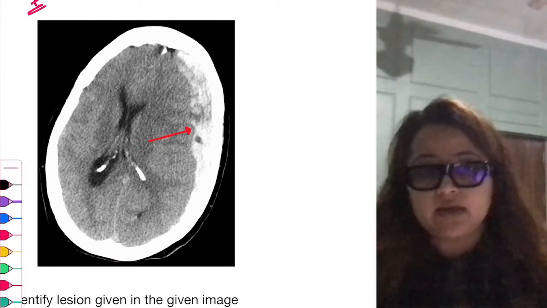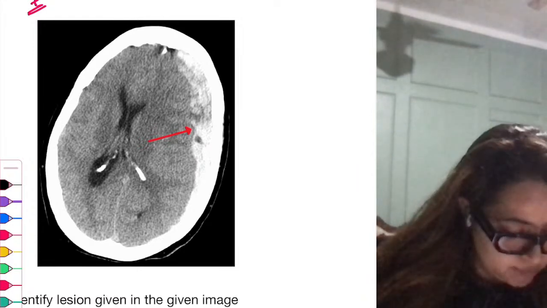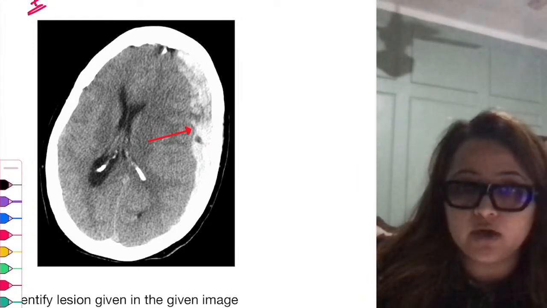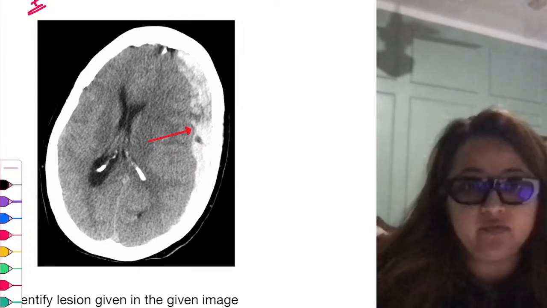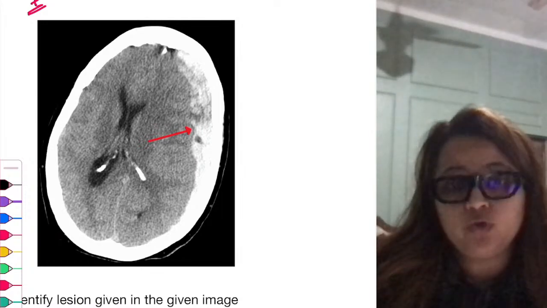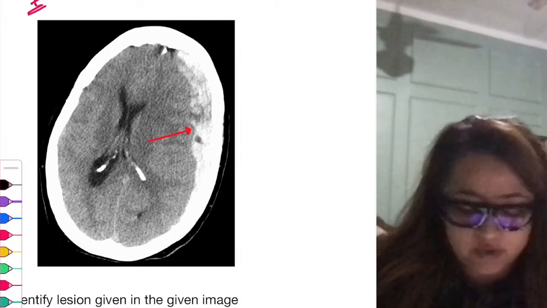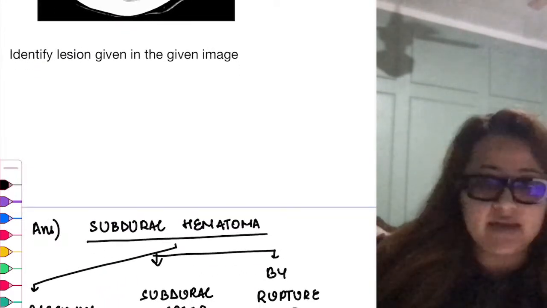Yes, exactly. So what is this? This is a subdural hematoma. Okay, subdural hematoma. Guys, please, these brain hemorrhages are very, very high yield. So look at the CT pictures and you should know the characteristic finding in each type of hemorrhage. So this is the subdural hematoma. Now let us discuss the high yield points.